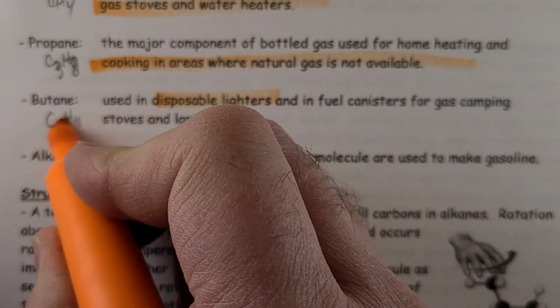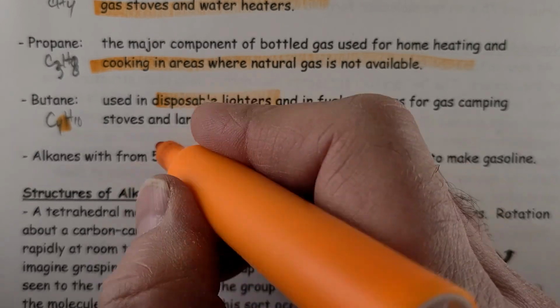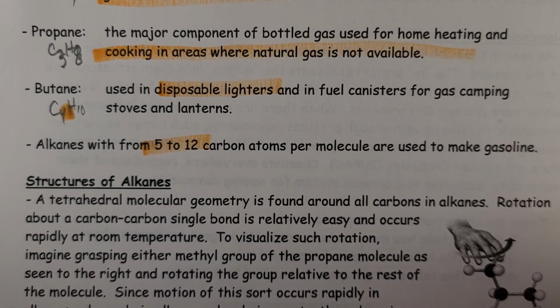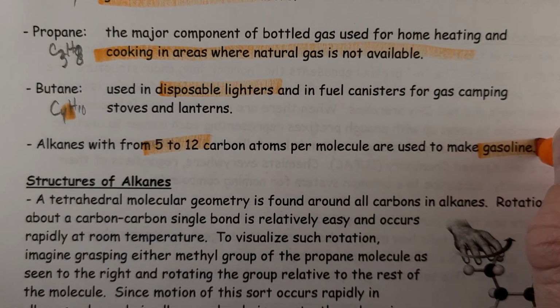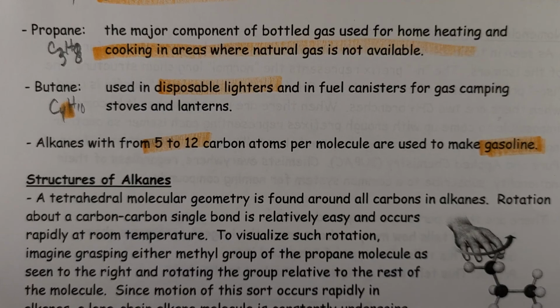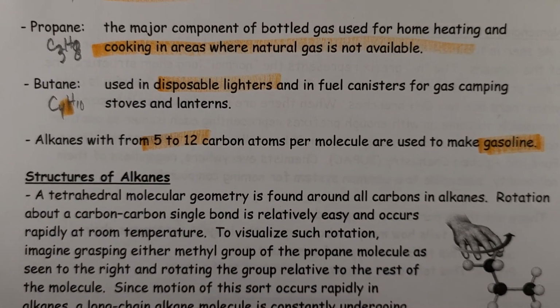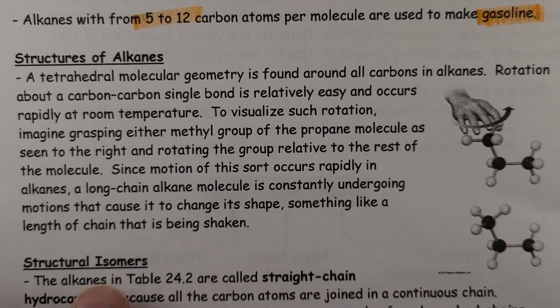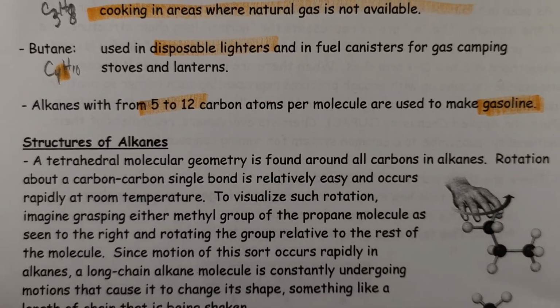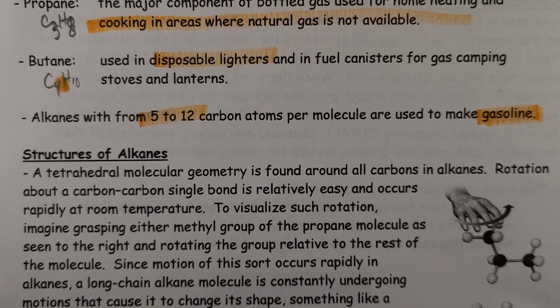If I go higher than 4 carbons, so 5 to 12 and more, they're molecules that are constituents in making gasoline. All right, I think what I'll do, we're almost at the 10-minute mark, so I'll stop there. Then we'll come back and look at the structures of alkanes, different versions or structural isomers, and then we'll get into naming and writing the formulas for them.